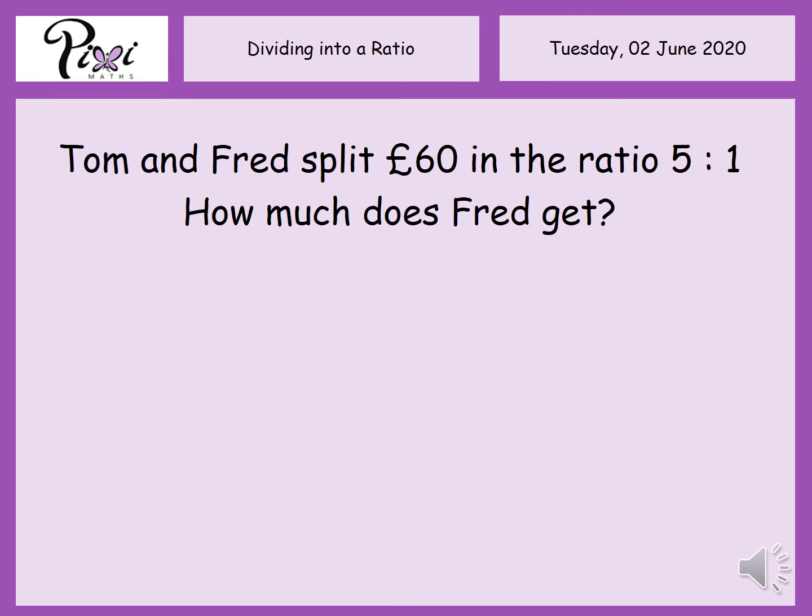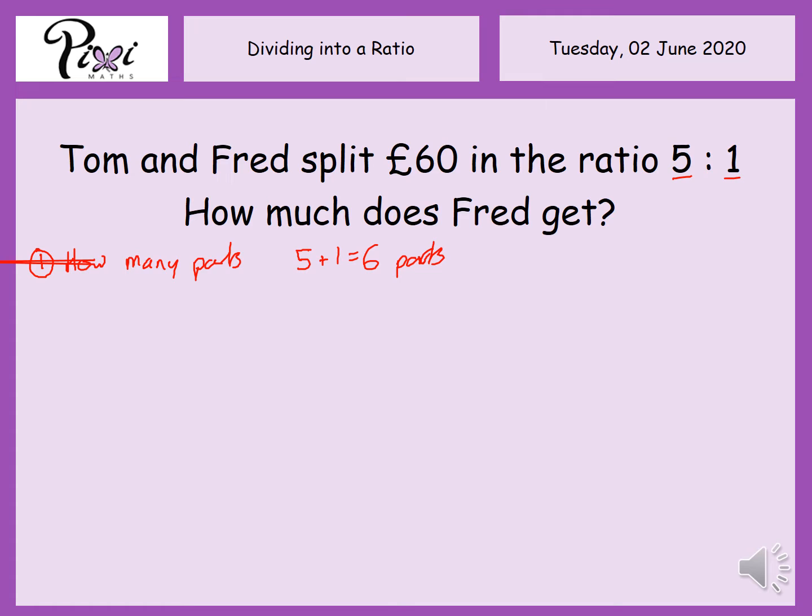Okay, so now let's try and do one without a diagram. Tom and Fred split £60 in the ratio 5 to 1. How much does Fred get? So the first thing we're going to look at is step 1, how many parts? How many parts do we have in total? We're splitting it in the ratio 5 to 1. So 5 parts plus 1 part, that is 6 parts altogether.